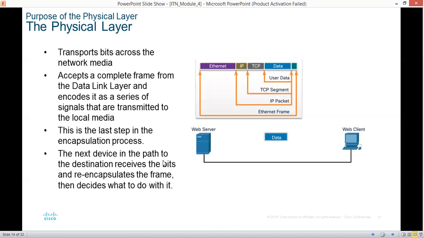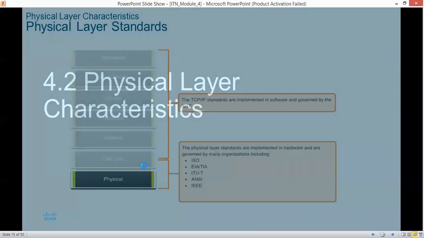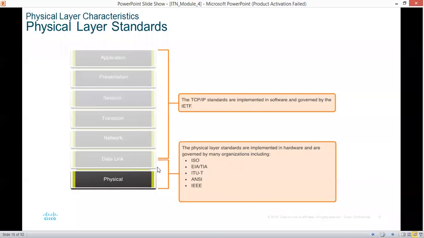The next device in the path to the destination receives the bit and re-encapsulates the frame, then decides what to do with the frame. So invariably, these are the characteristics of the physical layer. Going further, you can see the physical layer here. The physical layer standards are implemented in hardware and are governed by many organizations, including the ISO and the EIA/TIA. These are the bodies that regulate the physical layer.